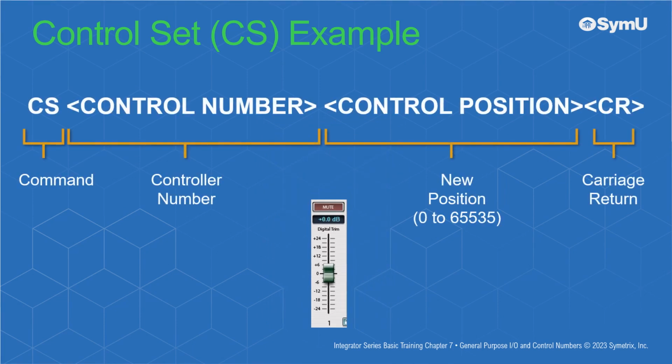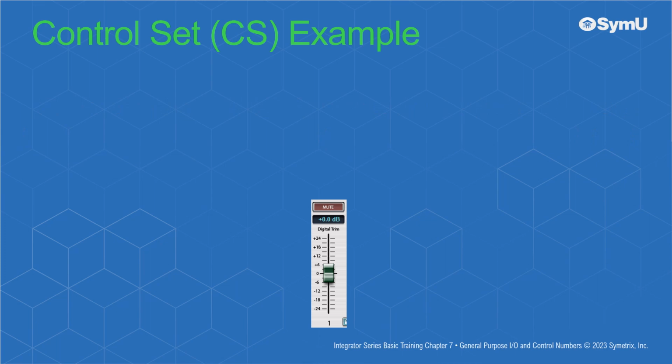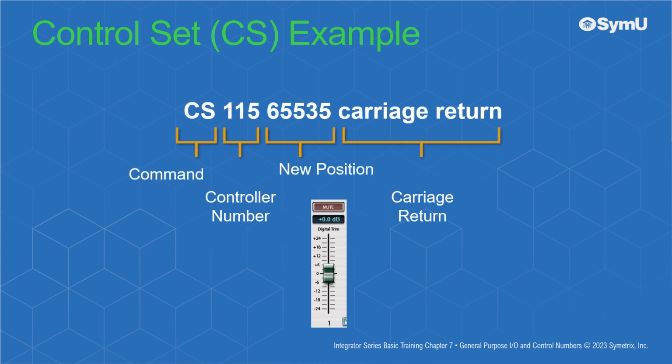So, to activate the mute for channel 1, the command is CS space 115 space 65535, then the carriage return. To deactivate the mute for this channel, the command is CS space 115 space 0, or alternately you can do all 5 zeros, 00000, then the carriage return.